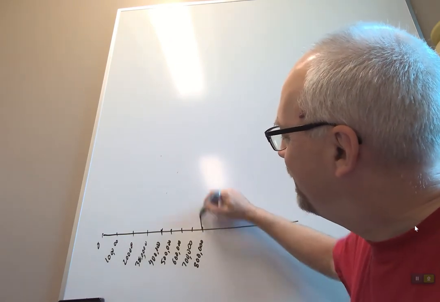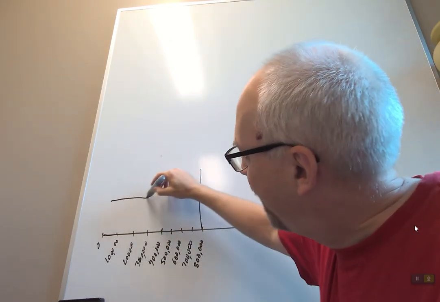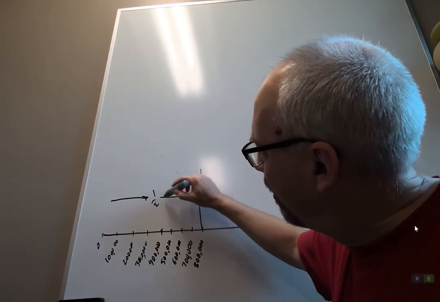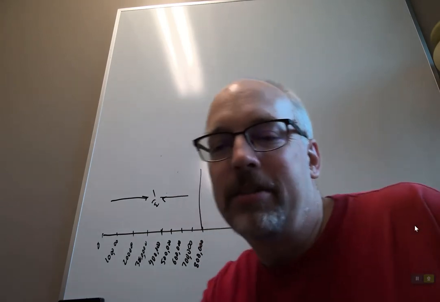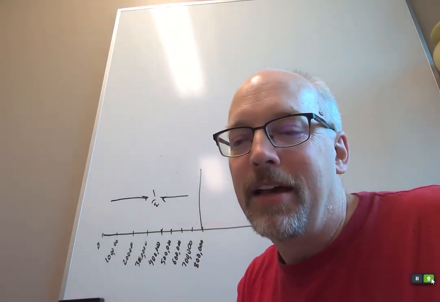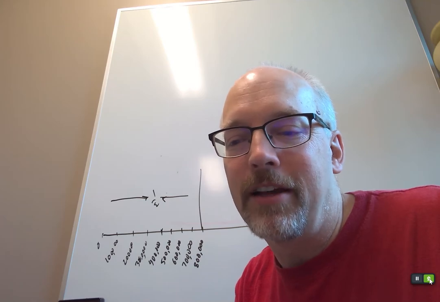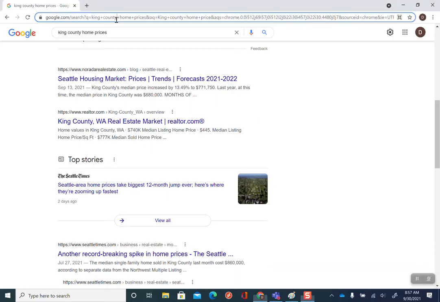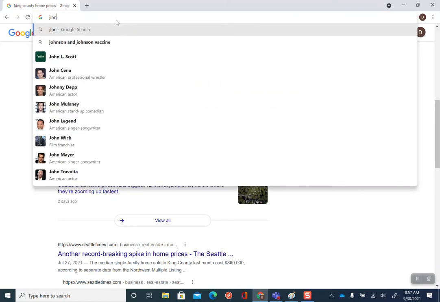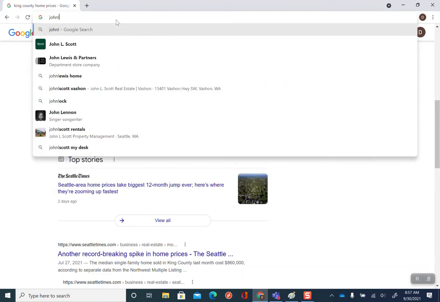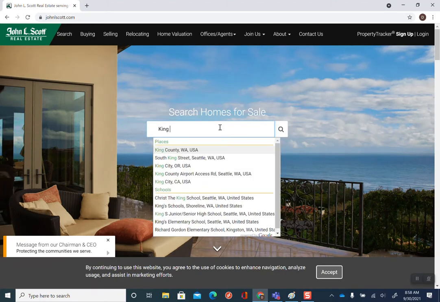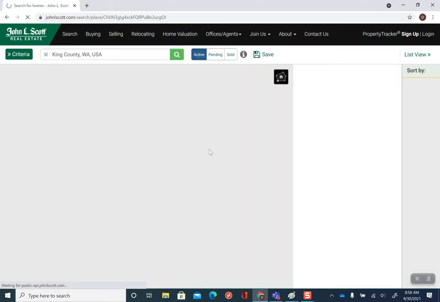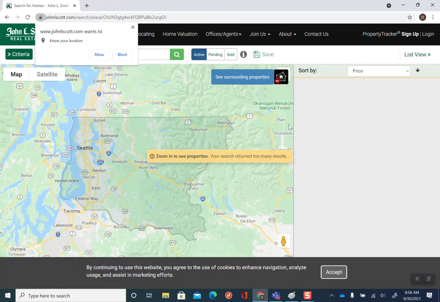But so we know that the median house is somewhere in this area, that half the houses on the market are in that area in there. But if you go look at housing that's on the market, let me do a quick jump back. Let's see how fast this goes. Oh, that's fast. If I go to JohnLScott.com, and I want to look for, how about King County, Washington. What sort of houses do they have on the market?